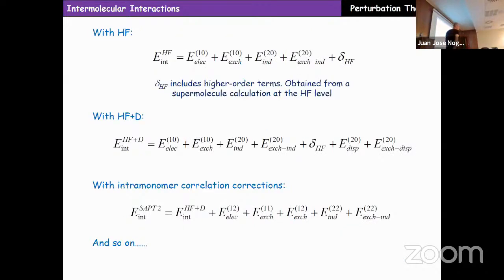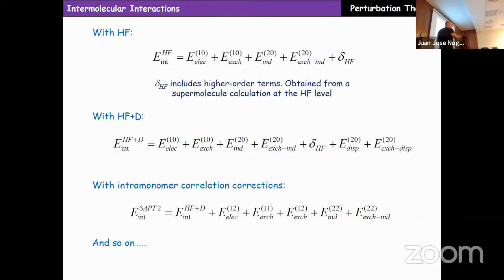Okay, so we have all these terms for the interaction energy. Let's start step by step. First, Hartree-Fock. In Hartree-Fock, we have electrostatic, Pauli repulsion, I mean exchange, we have induction, we have exchange induction, and this delta Hartree-Fock, which is included in all the programs that have SAPT implemented, includes all the higher order terms.